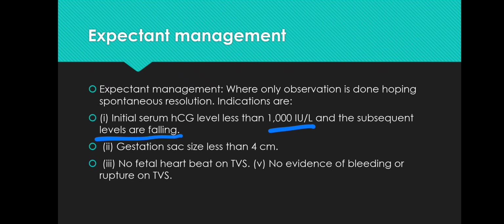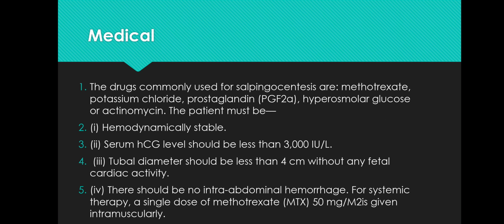When the gestational sac is less than 4 centimeters, small, meaning you can do expectant management. And when there's no heartbeat on the transvaginal ultrasound and no evidence of bleeding or rupture on transvaginal ultrasound, then you can do expectant management. So these are some of the indications for expectant management.